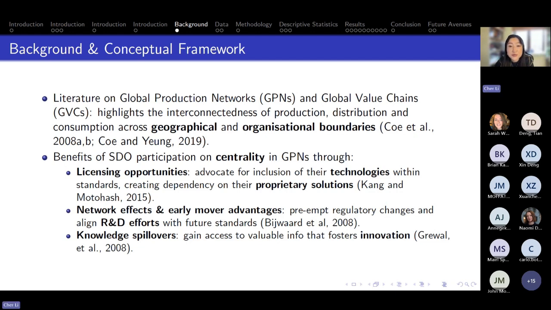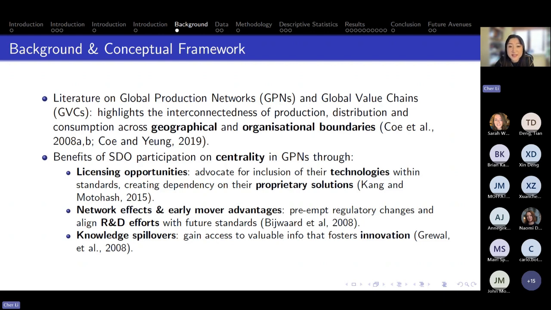The second channel is through the early mover advantage. Companies can anticipate regulatory changes if they are active members in those organizations. They can then align their research and development with the future standards, giving them a competitive advantage. That applies to both the upstream and downstream firms, so not only the technology developers, but also the downstream product manufacturers. They can anticipate what future technology will look like, and factor those technology specifications into the way they develop their products.